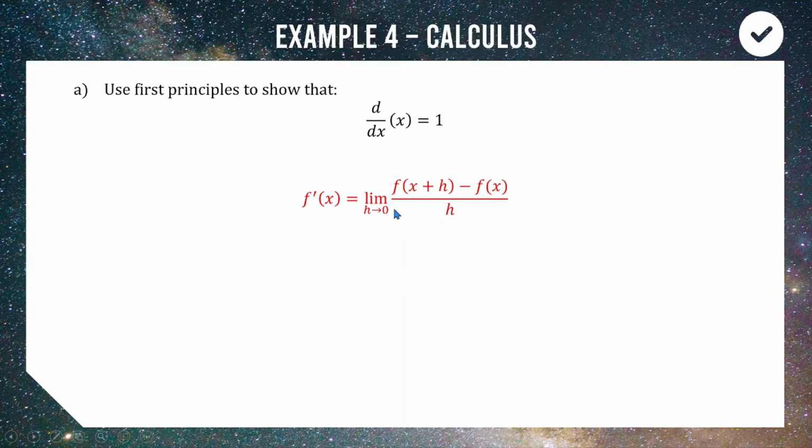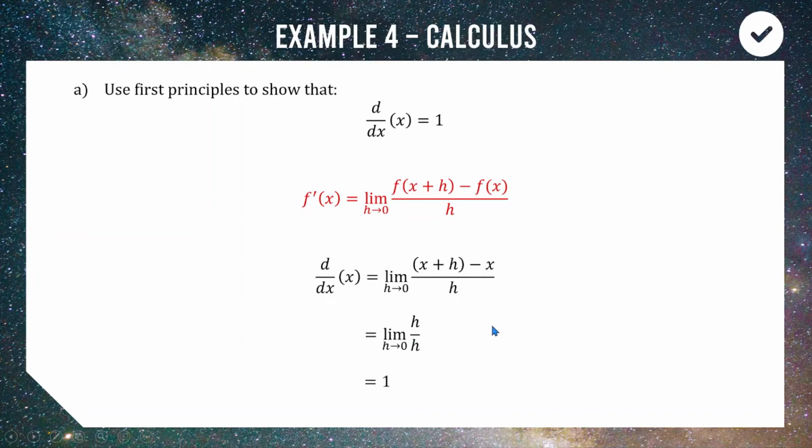Take away the function over h. So our function is just x. So for the top, we're going to have x plus h, and then we're going to take away x, divided by h. As long as you've got the right formula, everything works out pretty simply because the x take away x cancels out. So we end up with h over h, which is of course 1.